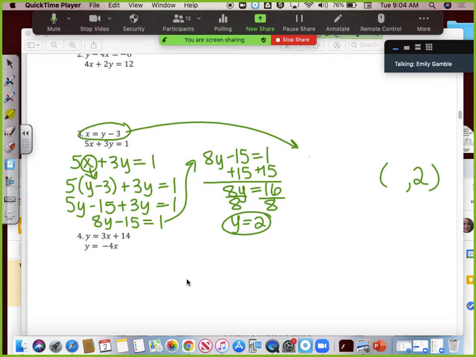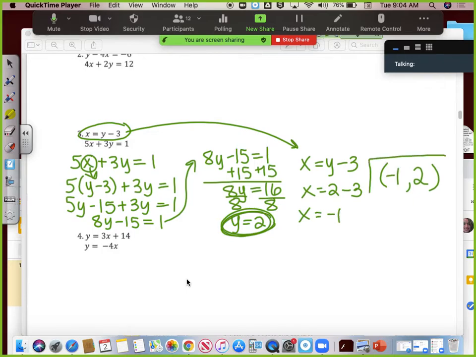So we take this equation, x equals y minus 3. We already found that y is equal to 2, so we'll put in a 2 in for y. x is equal to 2 minus 3, that means that x is equal to negative 1. That means your final answer here is negative 1, 2.